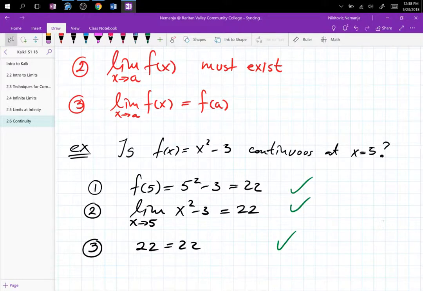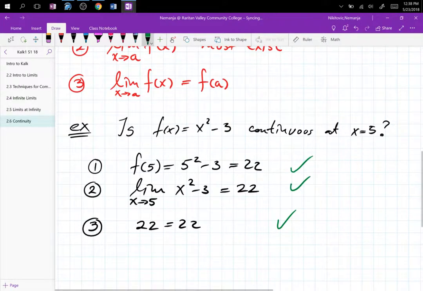So what is the answer? You can't just write this and walk away. You actually have to give the answer. Answer is yes.